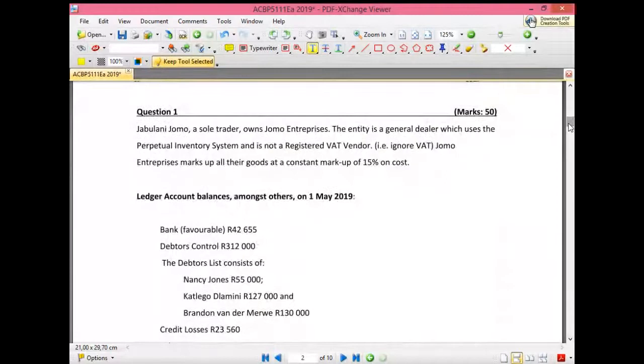If you read there, they tell you Jabulani Jomo, a sole trader, owns Jomo Enterprises. The entity is a general dealer which uses the perpetual inventory system. So the first thing you have to see is perpetual inventory system. Where do we take our information if we've got a perpetual inventory system? What is the key thing you have to remember? What account do we take it to?